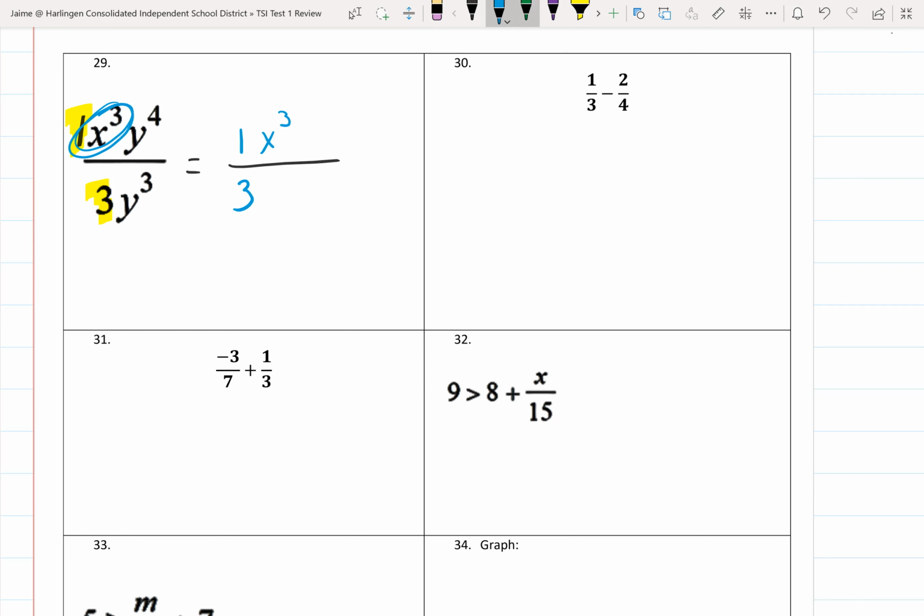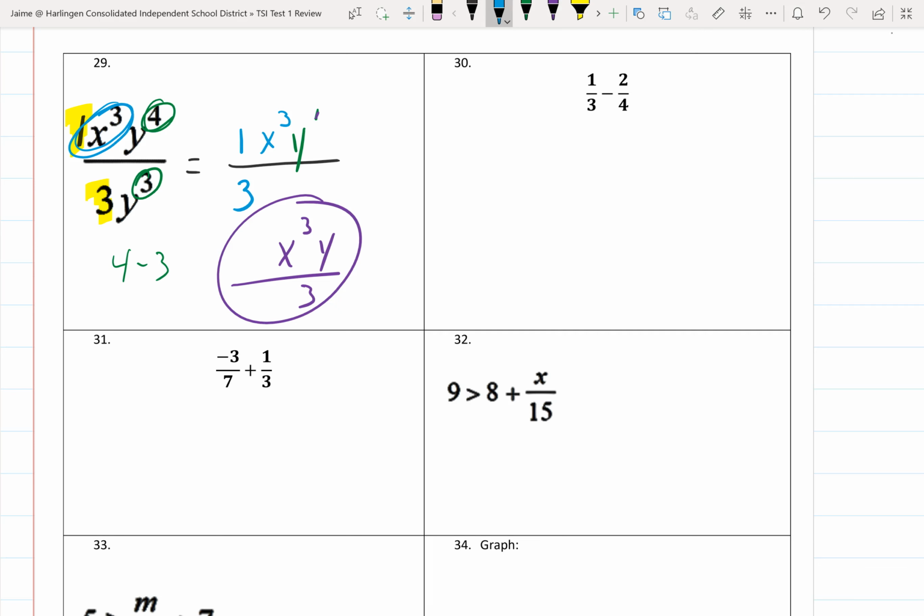Now the y's though. We have 4 y's here and 3 y's there. When you divide, you subtract them. 4 minus 3 will give us 1. So it's y to the 1. Now this is great. It's the answer, but typically we're going to write it like this: x cubed y over 3. We don't put the little 1 here on top and we don't write the 1 on top there.